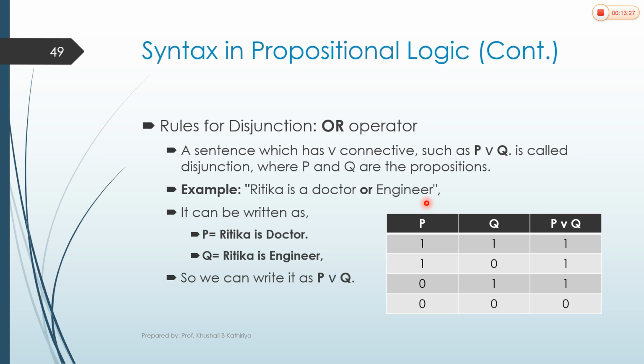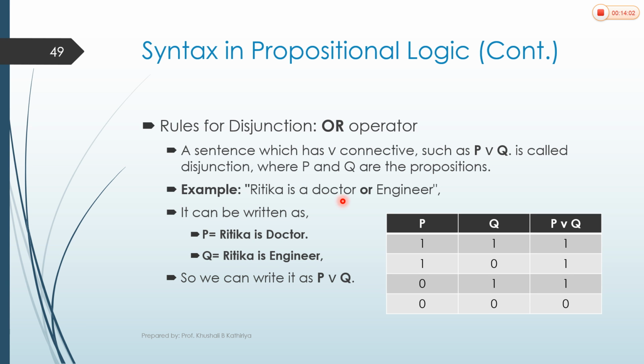Okay, another rule, for the disjunction, the OR operator. It means it may be OR or not. Rikita is a doctor or Rikita is an engineer. Either she is a doctor or she is an engineer. She is not both; she can be either a doctor or an engineer. The OR operator is represented by this kind of symbol. This is a disjunction symbol, or disjunction connective operator. P or Q is called a disjunction, where P and Q are propositions.